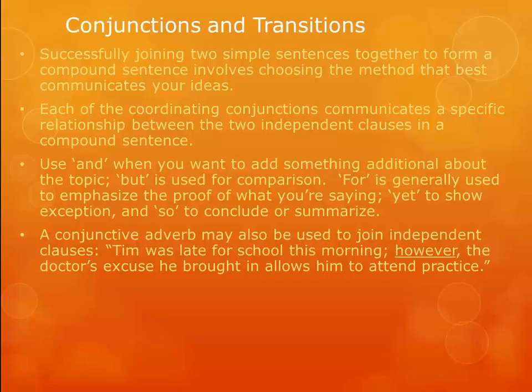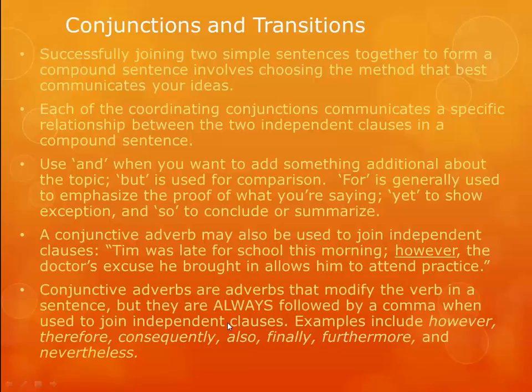However, again, is another word that we use to show an exception, and that's the purpose of using it here. But you can see also that what you have to do in using however is follow it with a comma. So the semicolon, the conjunctive adverb, and the comma is the accepted way to do that. Conjunctive adverbs are adverbs that modify the verb in a sentence, but they're always followed by a comma when used to join independent clauses.